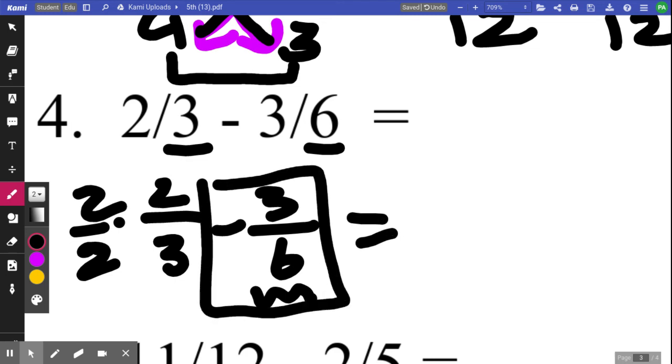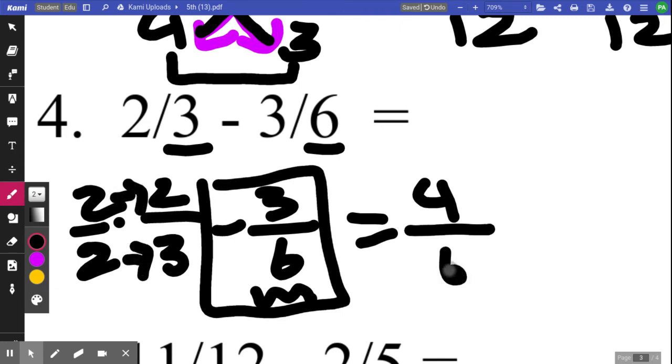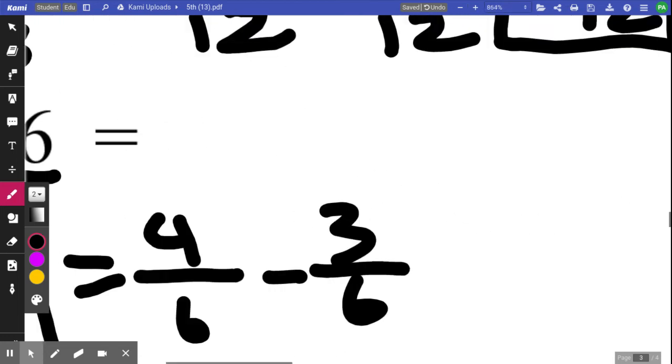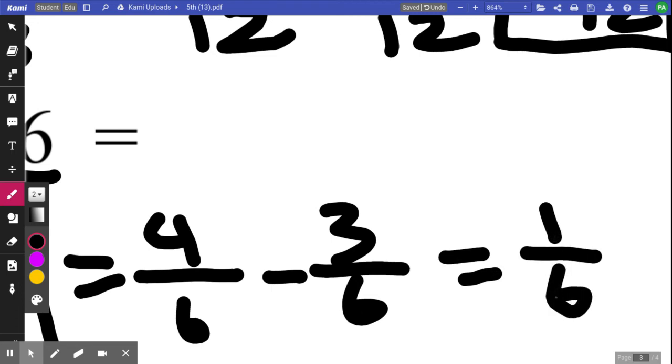Ignoring this for now, you're going to get, and multiplying as fractions is just multiplying across. So you're just going to go here, and then 2 times 3 is 6, and then you're going to bring back the 3/6, and you get 1/6.